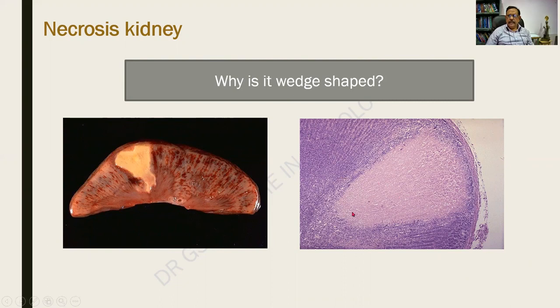On the other side, there is a microscopic picture which is again showing a pale area that is guarded on either side by deep blue dots indicating the nuclei. My question now to the students is, why is it wedge-shaped? We call it a wedge-shaped or a triangular infarct. Why is it wedge-shaped?